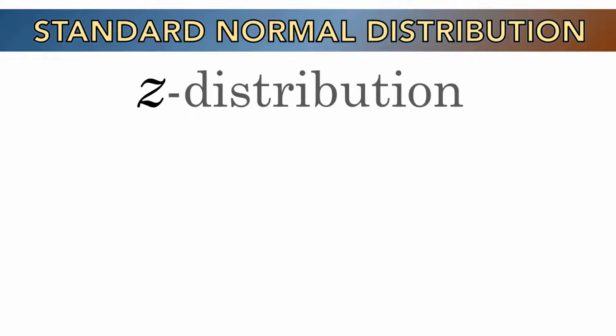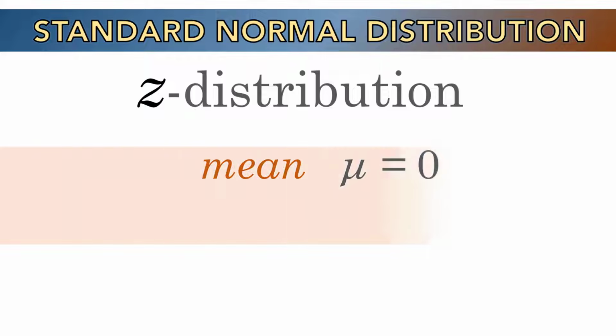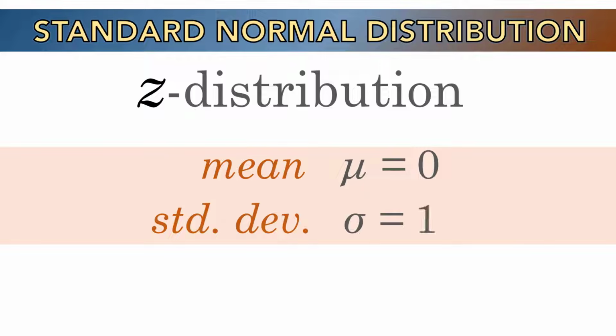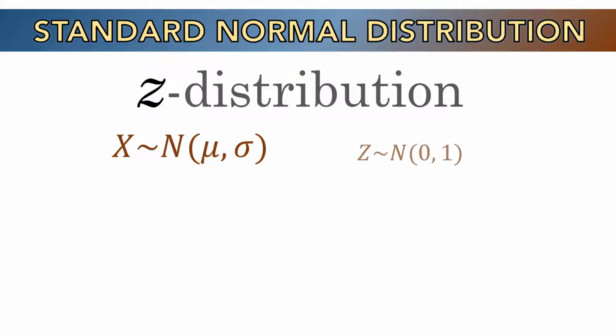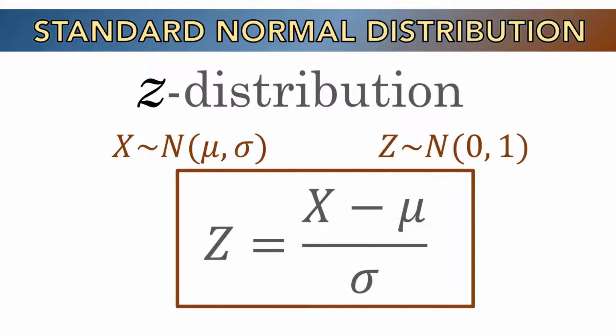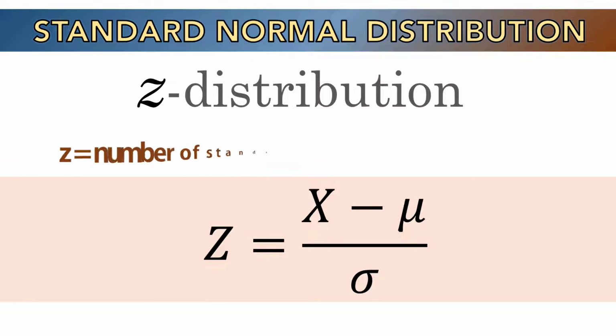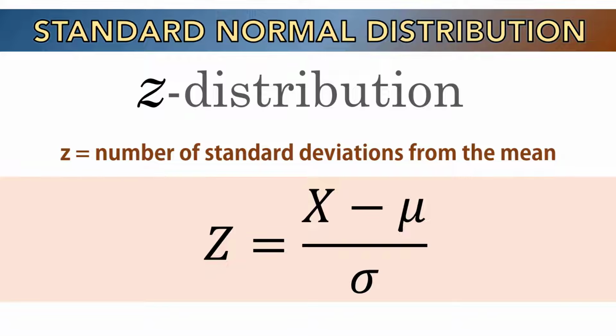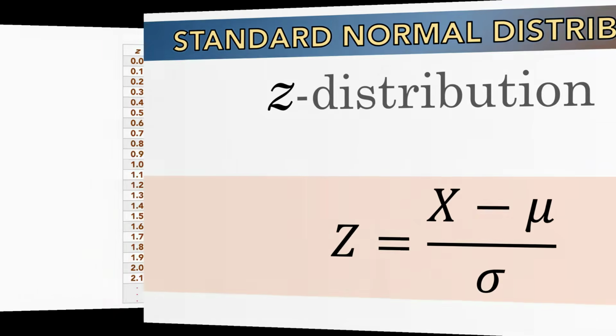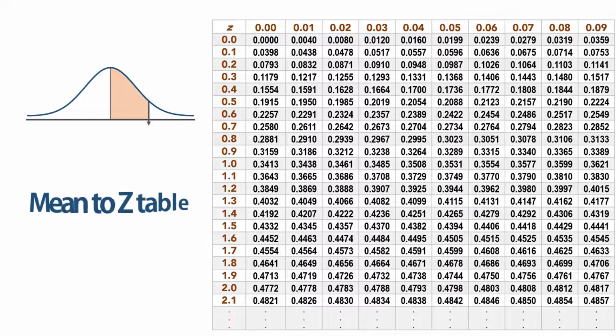The standard normal distribution, or what is also called the z or z distribution, is the standardized normal distribution with a mean mu of 0 and a standard deviation sigma of 1. The formula for transforming a score or observation x from any normal distribution to a standard normal score is z equals x minus mean over standard deviation. The standard normal score, also known as the z-score or z-value, is the number of standard deviations a score x is from the mean. Again, the standard normal tables we'll be using is the mean to z table.